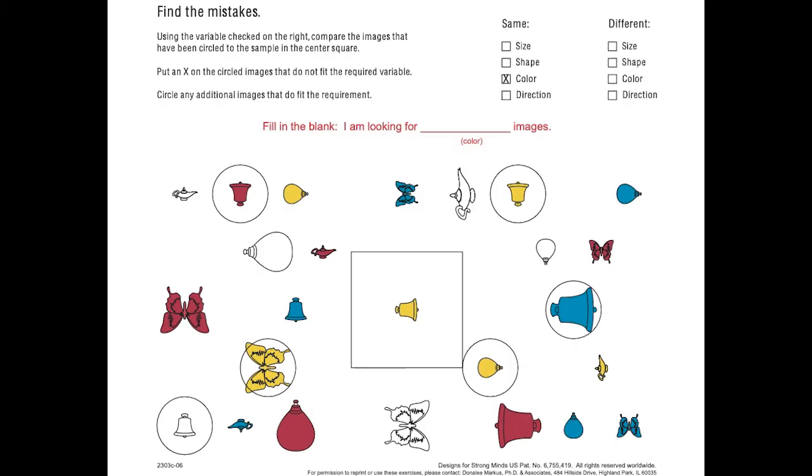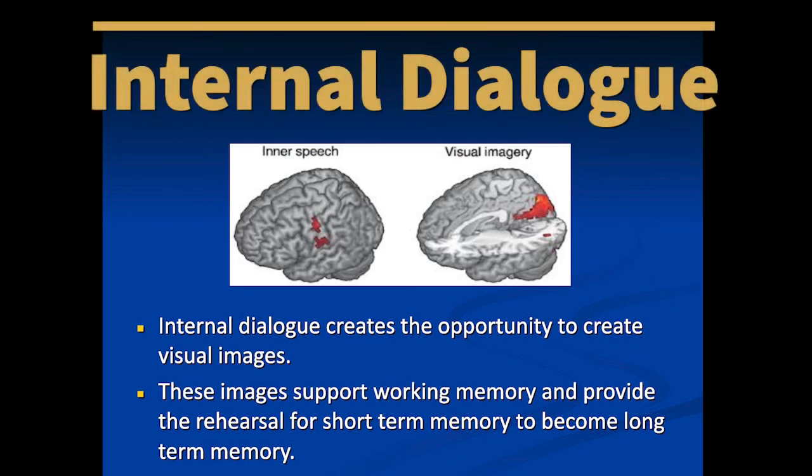So in your mind, you have to say small, small, small, small when you're looking for a certain size. Or I'm only looking for yellow, yellow, yellow, yellow. I only want big blue, big blue, big blue. So this internal dialogue enhances your ability to strengthen short-term memory so that it can go to long-term memory.